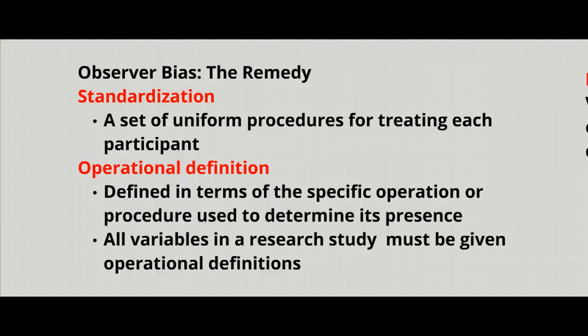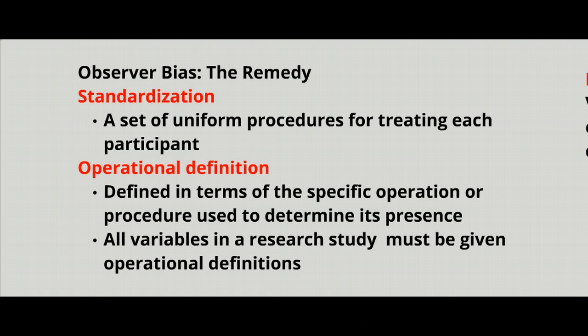So how do we remedy observer bias? Well, the first thing that we do is standardization. And this is developing a uniform set of procedures for treating each participant the same in the research study. So whoever comes in the door for the research study is run through the research study the exact same way. And then we have operational definitions. And these are defined in terms of the specific operation or procedure used to determine its presence. All variables in a research study must be given operational definitions.